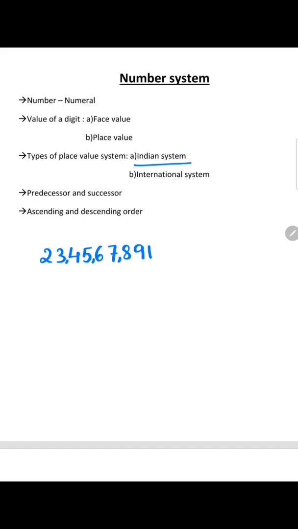So, according to the Indian system, what you need to remember is first leave 3 digits, then put a comma, then leave 2 digits, put a comma, then leave 2 digits again, put a comma. This is how you will be placing the commas according to the Indian system.